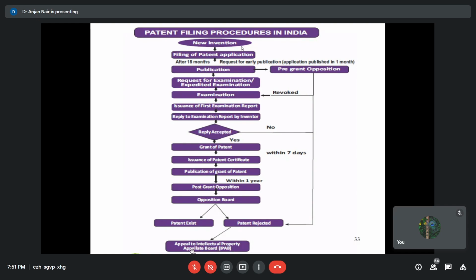IPAB is there, the Intellectual Property Appellate Board, saying no, an injustice has been done. They will again check everything and verify. And once they have finally given an opinion, yes, this can be patented or not, that is final. So these additional stages have also come into the patent filing procedure in India.